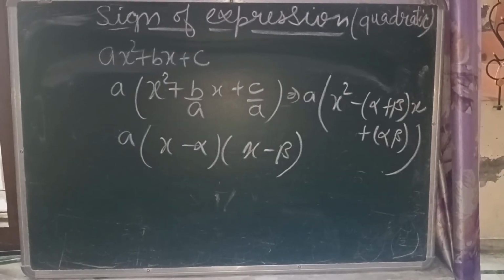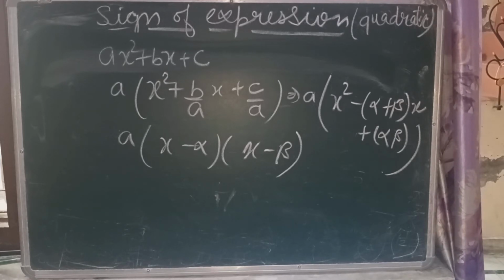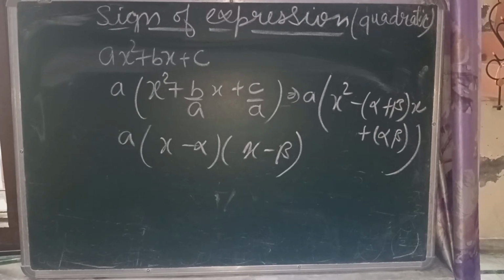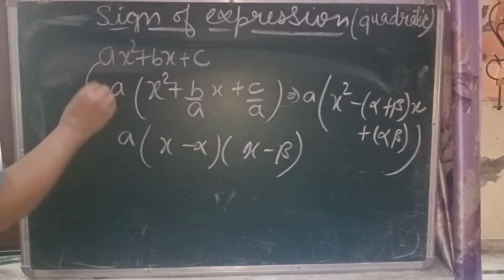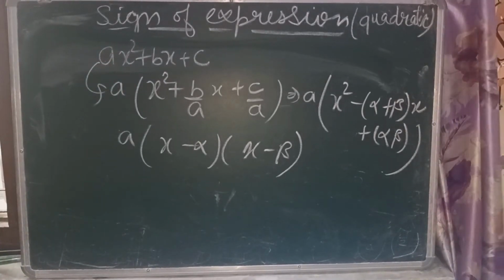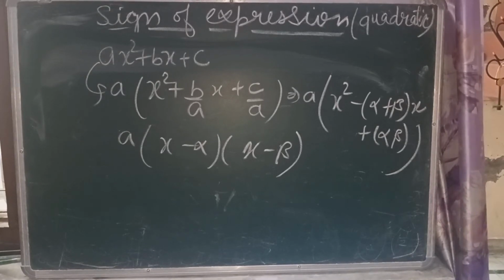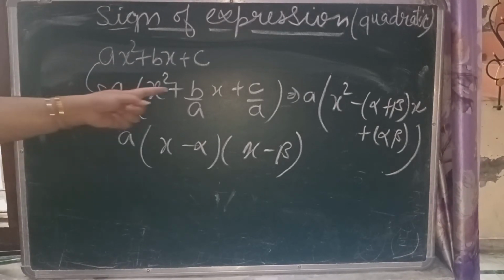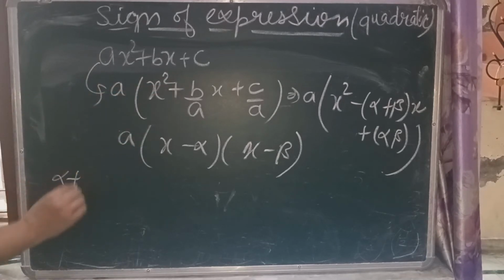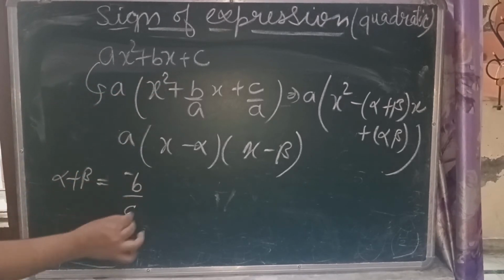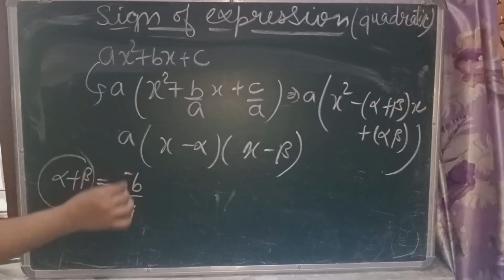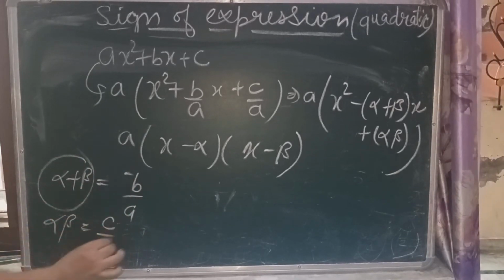Here you see a quadratic function ax square plus bx plus c. I have written it in a different form to make it clear that we can write the expression in terms of a into x minus alpha and x minus beta. How was it possible? In the first step it was given as ax square plus bx plus c. In the second step, I have taken a common outside, so it became x square plus b upon a x plus c upon a. If you focus, alpha plus beta is always minus b upon a. That means the sum of the roots is always minus b upon a, and the product of the roots is always c upon a.